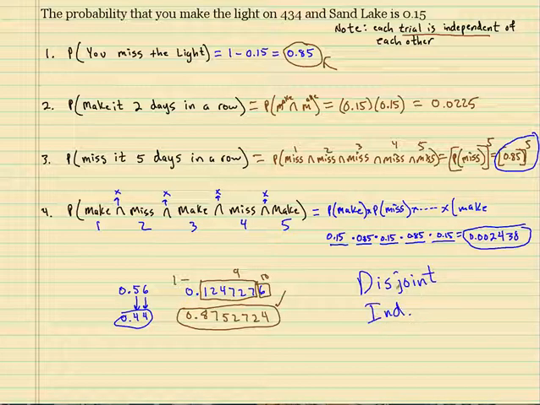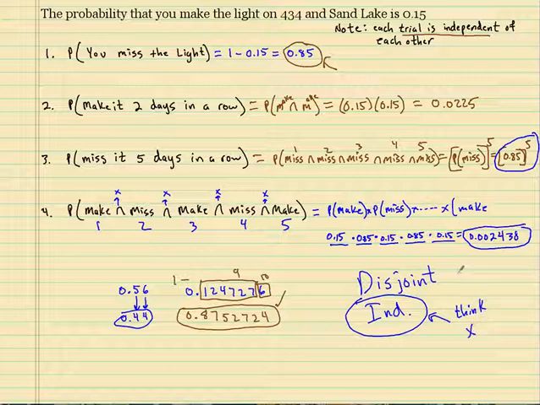Alright, so hopefully that kind of gives you an idea how to work with your disjoint or independent. They usually always tell you, or at least they'll tell you this one. This is your clue. When you hear independent, you should think multiply. When you hear disjoint, you think add.